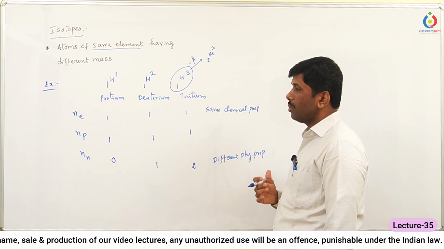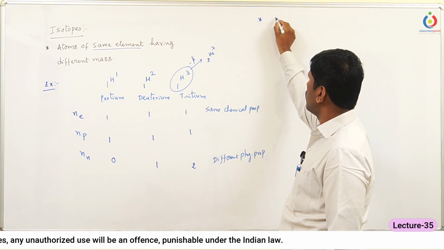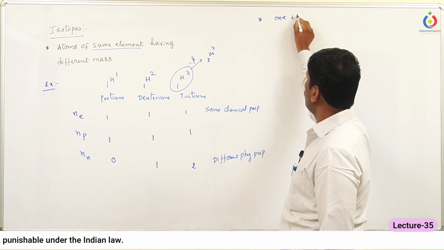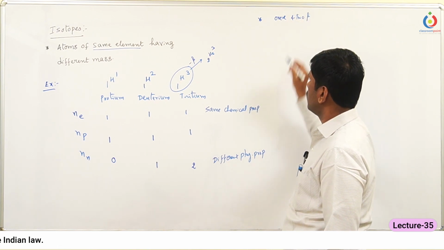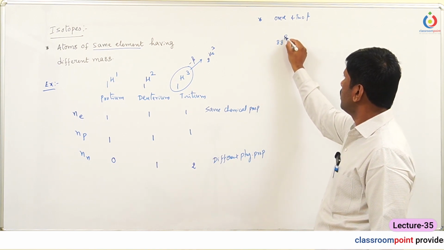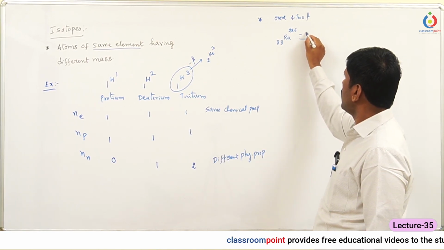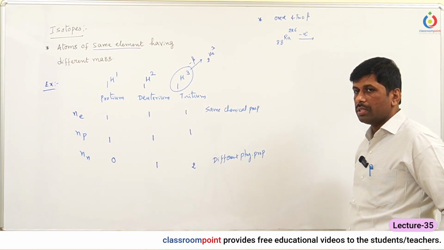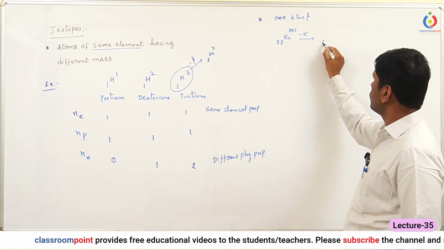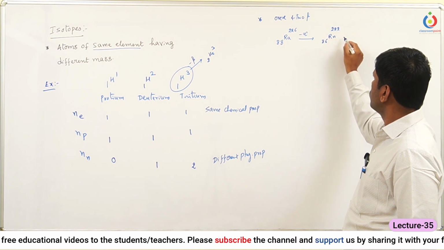Then how are these isotopes produced? Isotopes are produced by the successive loss of one alpha particle and two beta particles. That we have already seen. Once again we shall take that. 88 radium 226. One alpha particle is lost. One alpha particle means helium nucleus, 2He4. So 2 from the bottom you remove, so it becomes 86 radon 222.